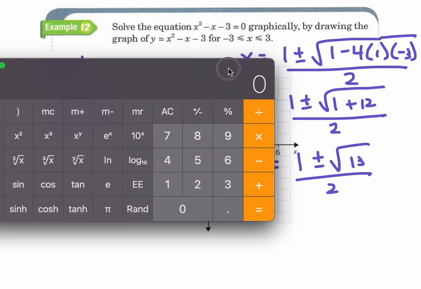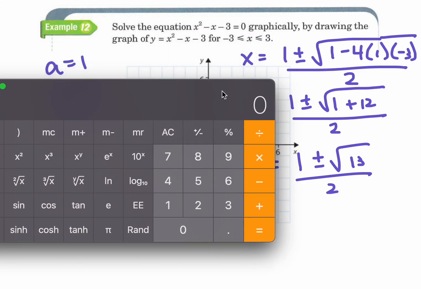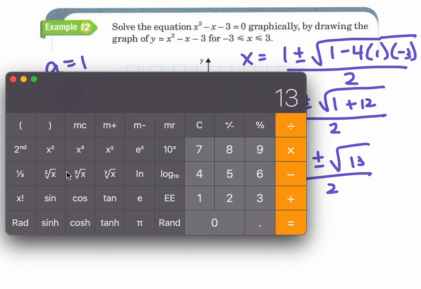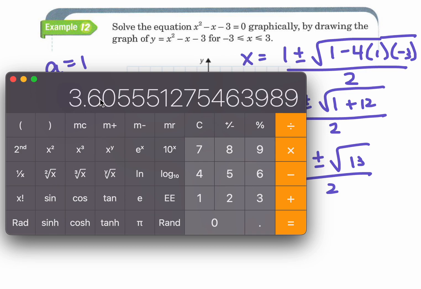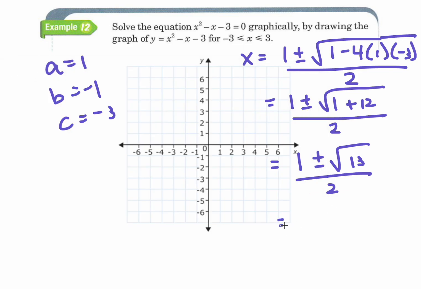Okay, so let's use our calculator to figure out what the square root of 13 is. That would be 3.6055. We'll keep it as that, 3.6055. I don't want to write the entire thing down, but I also don't want to round at this point.